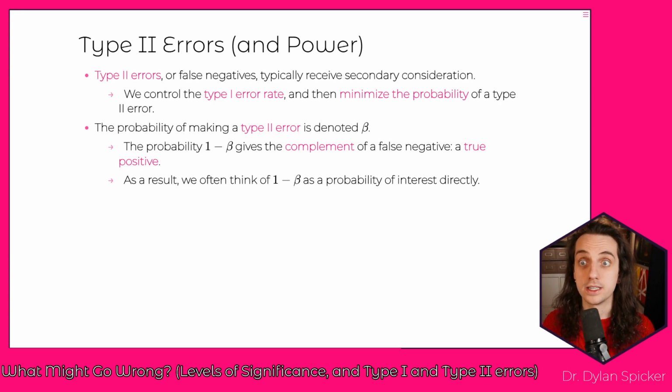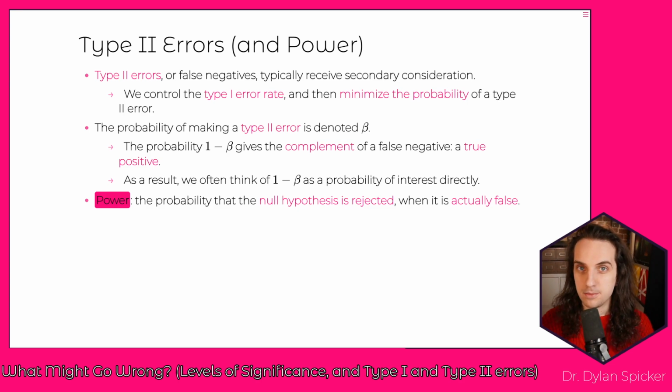That is sort of how good is this test. Because that's such an important probability, we actually refer to this as the power. And so the power is the probability that the null hypothesis is rejected when it is actually false, right? So a higher power is going to be better because that means we increase the probability that we're rejecting the null anytime that it is false.